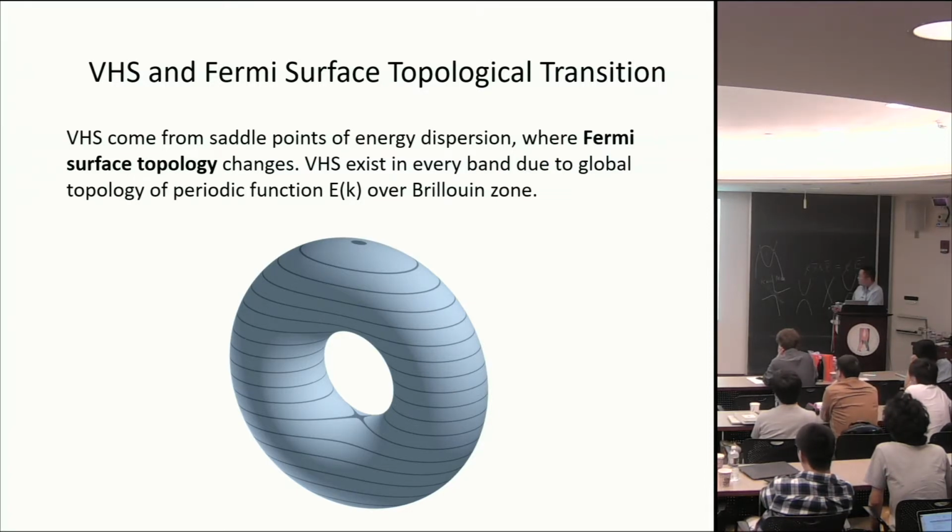Right? The dispersion changes from electron-like to hole-like. So this Van Hove singularity is completely generic. They exist in every band, guaranteed by the topology of periodic functions over the torus. Okay? So we're not talking about topology of the wave function anymore. We're just talking about the topology of energy dispersion. Okay? E as a function of k.